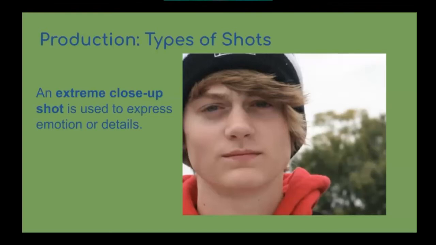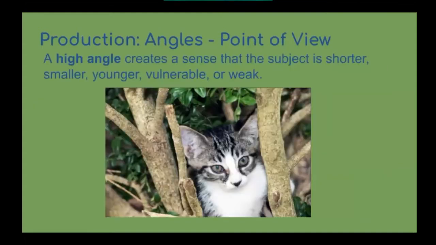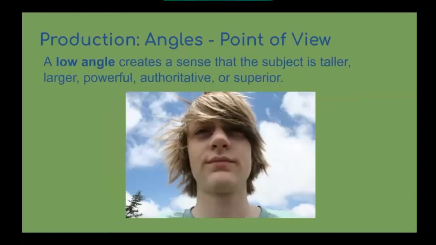But a lot of times in school productions or in KET productions, extreme close-ups are used to get across emotions, because we really identify most with each other by how we feel. And you can see that mostly in the face. Then we have angles. There's a high angle looking down, which makes your subject look more vulnerable, smaller, weaker. And then there is the low angle looking up, which can make the subject look maybe older, taller, more authoritative. So angles are very important for telling your story as well.